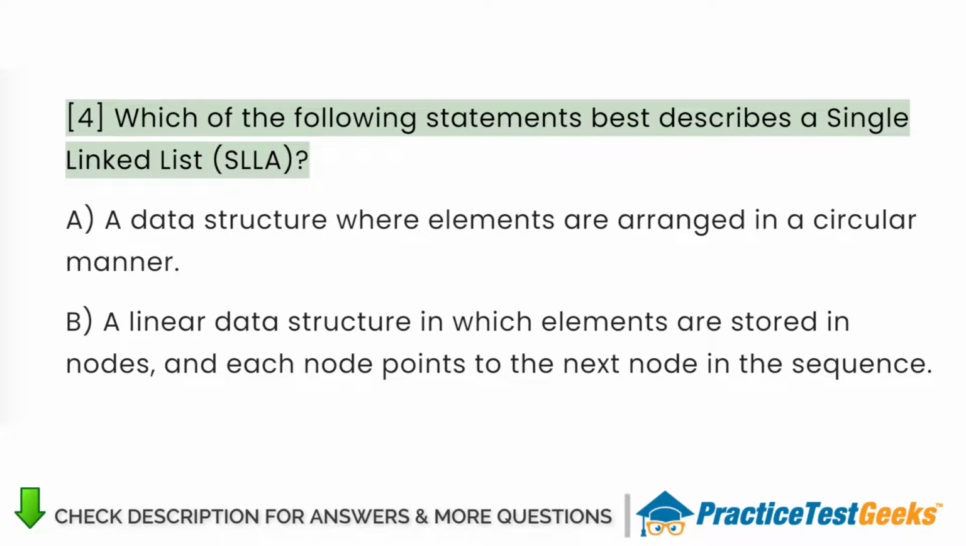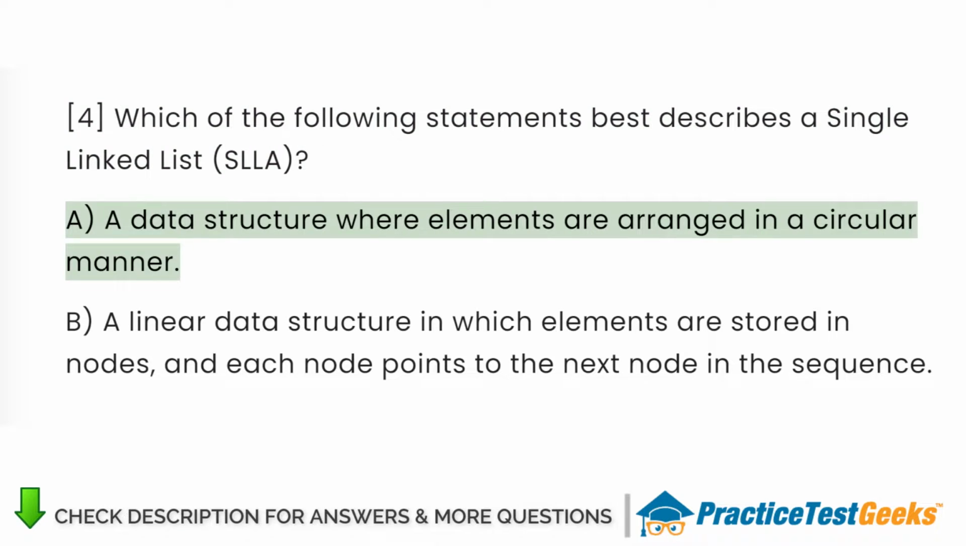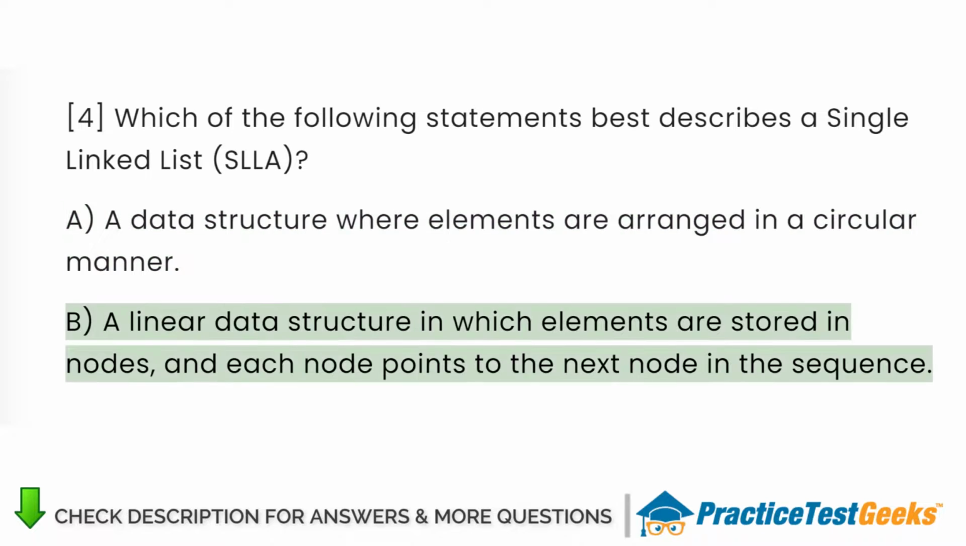Which of the following statements best describes a single linked list, SLLA? A. A data structure where elements are arranged in a circular manner. B. A linear data structure in which elements are stored in nodes, and each node points to the next node in the sequence.